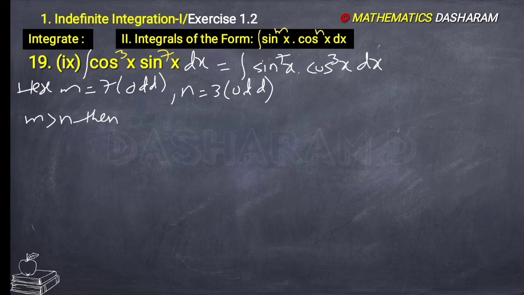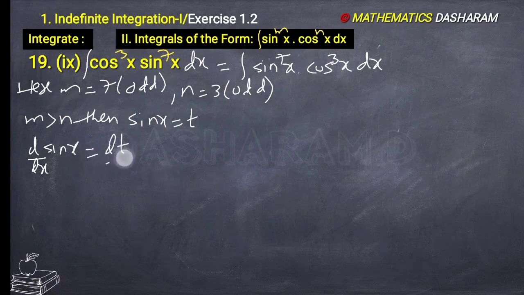So if m is greater than n, then substitute sin x equals t. If m is less than n, then substitute cos x equals t. So now do the derivative on both sides with respect to x. Sin x equals t, dt by dx, and the derivative of sin x is cos x, and dx transposed to the left side, it is equal to dt.